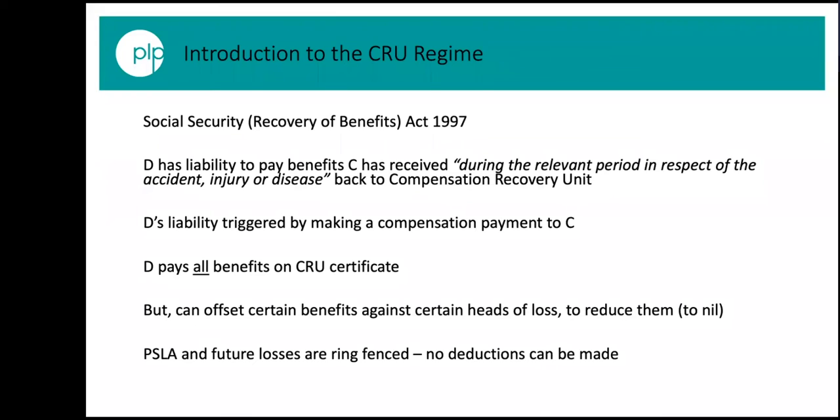The key thing for a defendant is that when they get a CRU certificate, they have to pay back all of the benefits on a CRU certificate. But they can offset certain benefits against certain heads of loss to reduce those payments that they're going to have to make to CRU. In some circumstances, those payments can be sufficient to reduce the recoverable benefits down to nil. What's important to know is that pain, suffering, and loss of amenity damages, and damages for future losses, are ring-fenced, so no deductions can be made in respect of those losses.